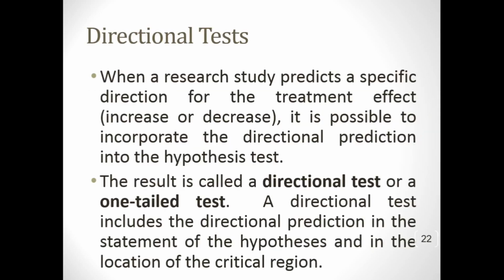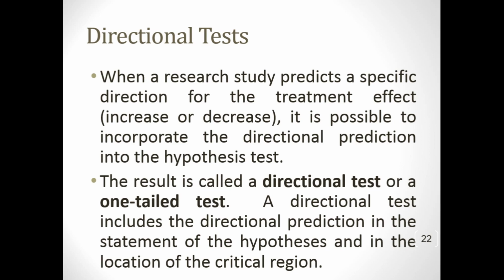We also have directional tests. When the research study predicts a specific direction for the treatment effect, increase or decrease, it is possible to incorporate the directional prediction into the hypothesis test. The result is called a directional test or a one-tailed test. A directional test includes the directional prediction in the statement of the hypothesis and in the location of the critical region.